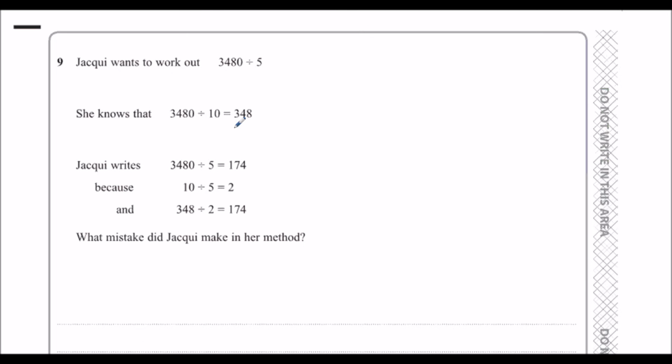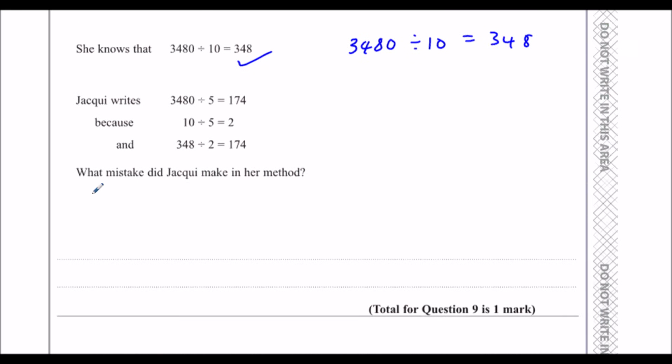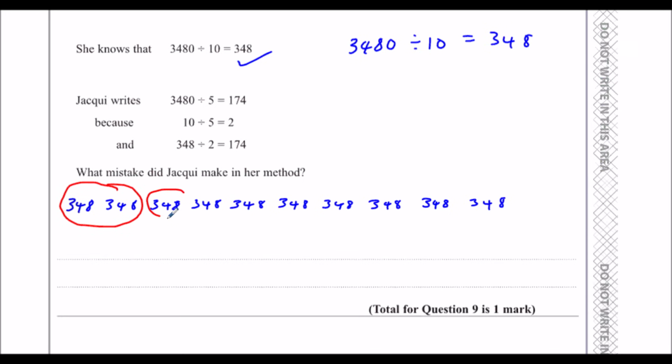So Jackie's right here. 3,480 divided by 10 is 348. So 10 348s. So if you've got 348 10 times, you make 3,480. That's 5, 6, 7, 8, 9, 10. So that's correct. But if you wanted to divide by 5, you'd get 2 of them together each time.